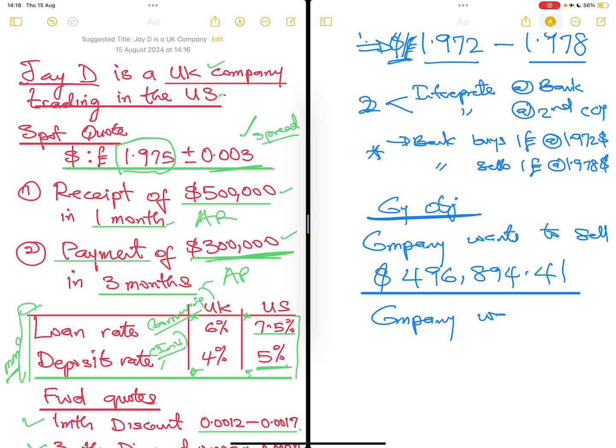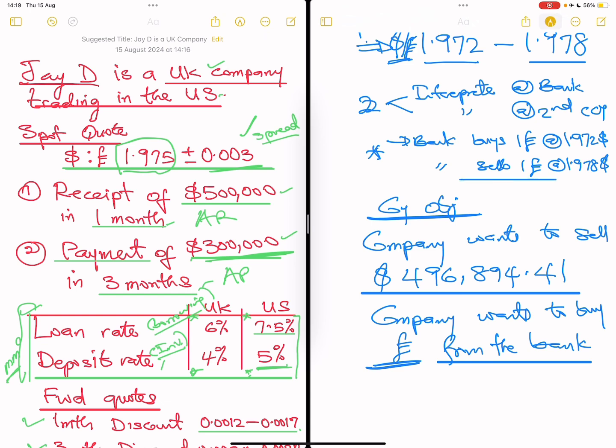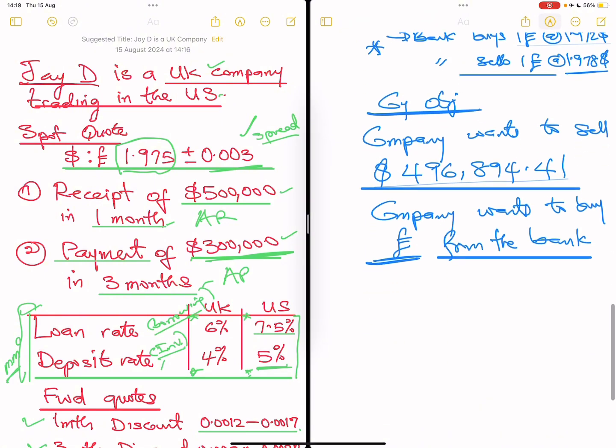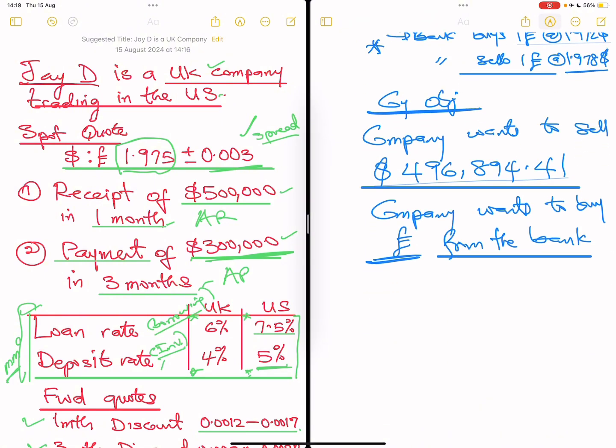So the company wants to buy pounds. At this point, your life is easy. Because if the company is buying pounds, they are buying pounds from the bank. Always. The transaction is always with the bank. And if you are buying from the bank, it means the bank is selling. So what rate will the bank sell? The bank will sell at 1.978. So your rate is 1.978 to you.